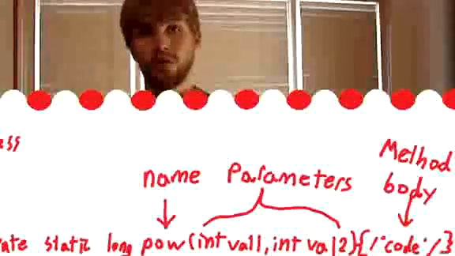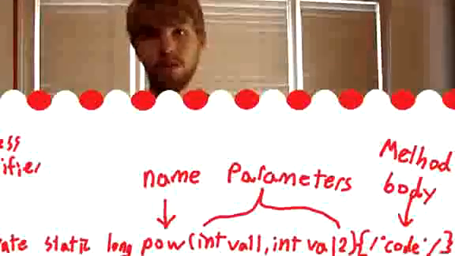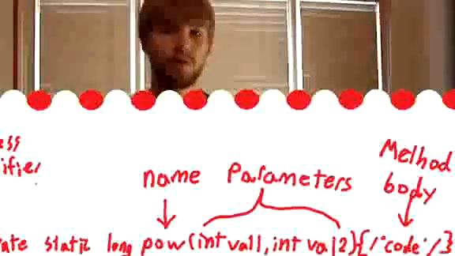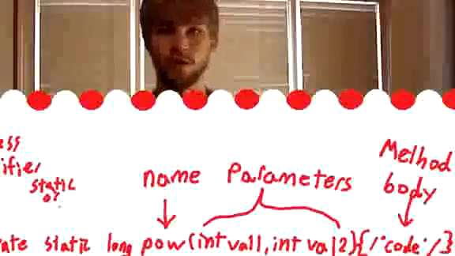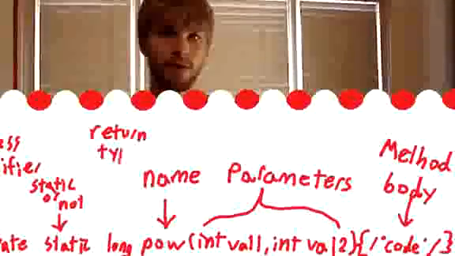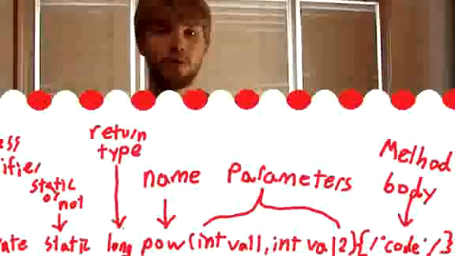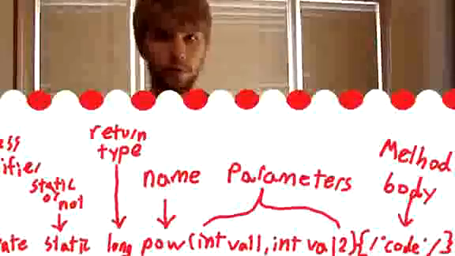Okay, so earlier I said that you need to put a few things before the method name. There are three things that you need to put before the method name. The three things are the access modifier, static versus non-static, and return type. Now they always need to be in that order. Sometimes you can omit a few of them under certain circumstances, but they always need to be in that order. If you get the order mixed up, then you'll get an error.